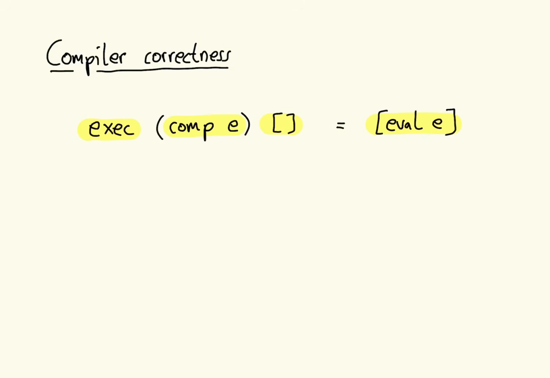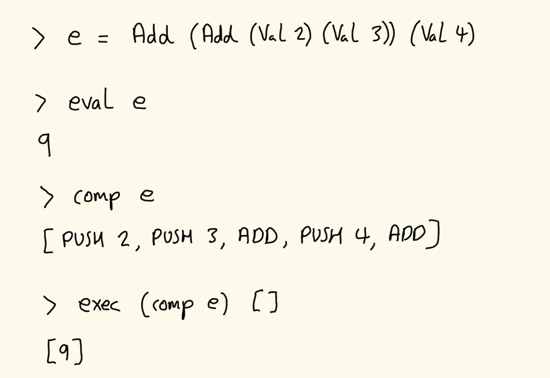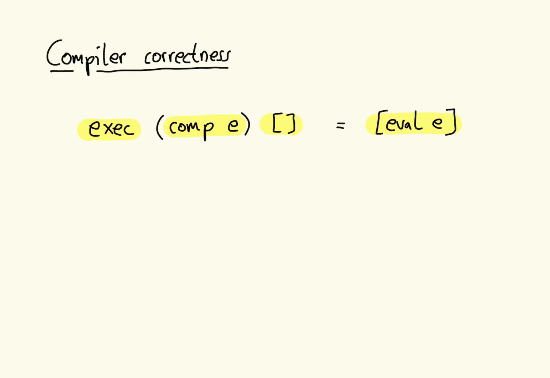Okay, so this is just generalizing from this particular example we had here, where we were taking this particular expression and we evaluated it and we get 9, and then when we compile it and execute it, we also get 9 sitting on a little stack. All we're doing here is generalizing from this particular example, and we get this compiler correctness property here. If you try and prove this, however, you'll come into a problem. And the problem is that in order to prove this by induction, it's actually a problem that you have the empty list or the empty stack sitting here.